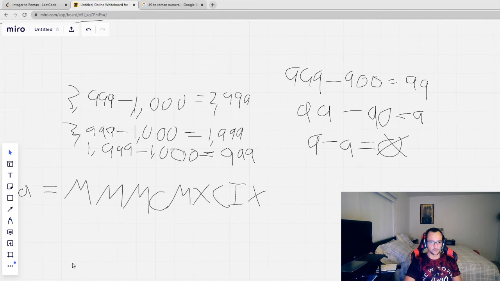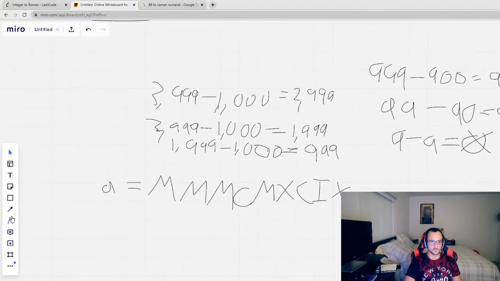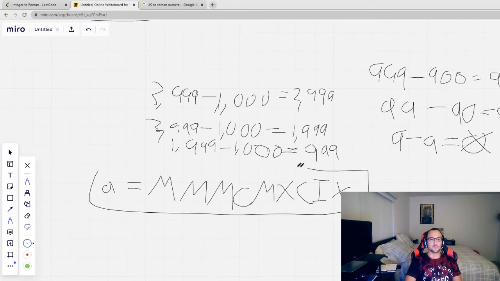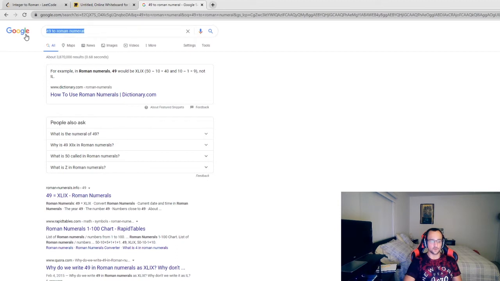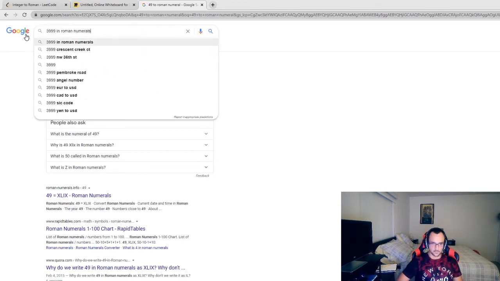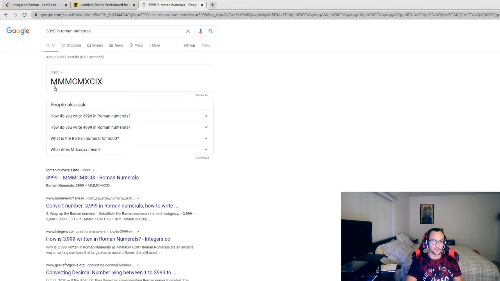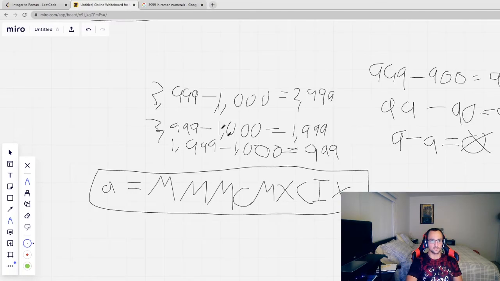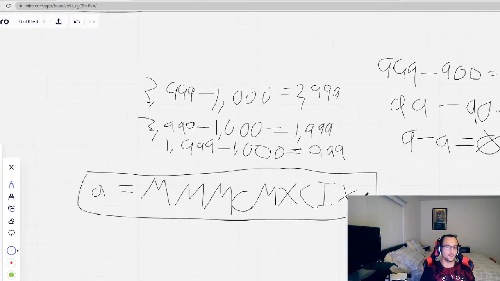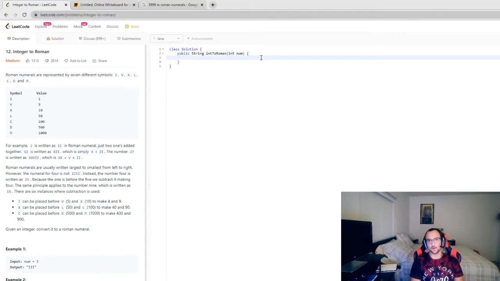And the answer here is MMMCMXCIX, which if we check over here, we get 3,999 in Roman numerals. We get MMMCMXCIX, just like our algorithm. So now how are we going to implement this into code?